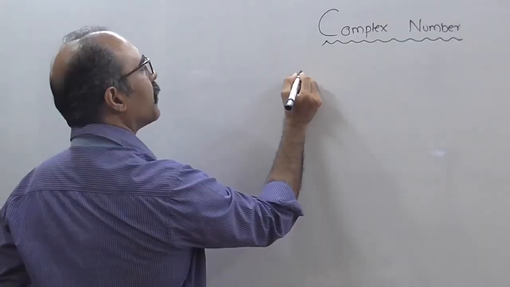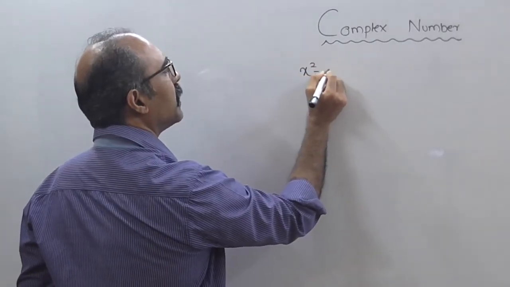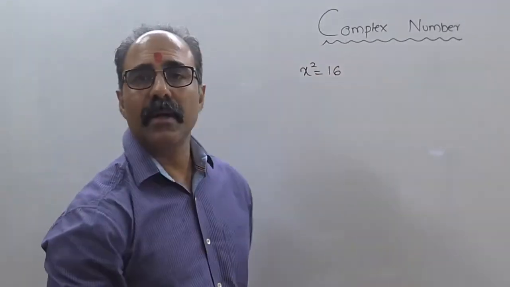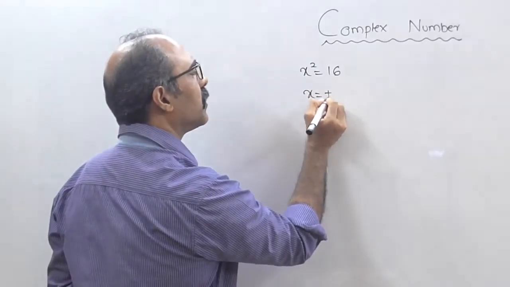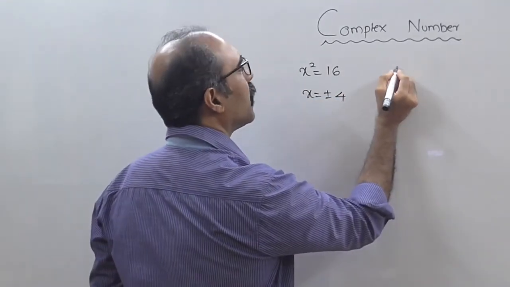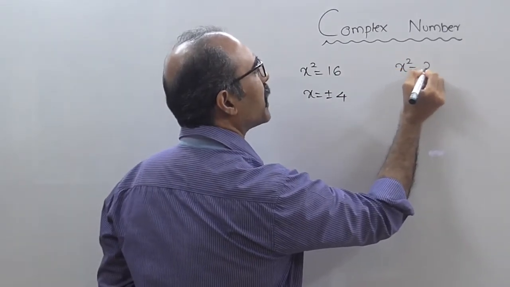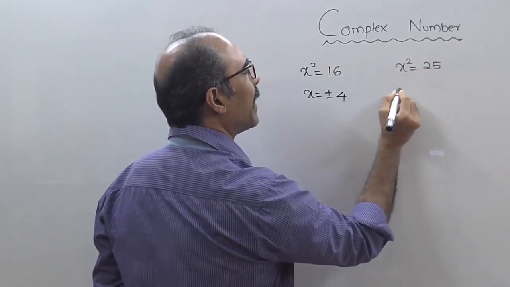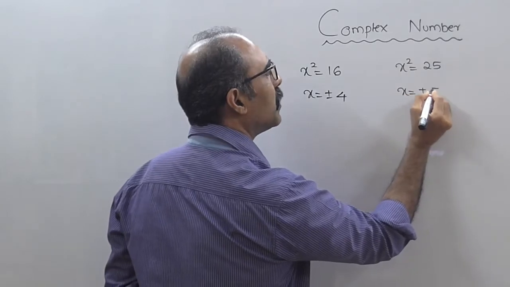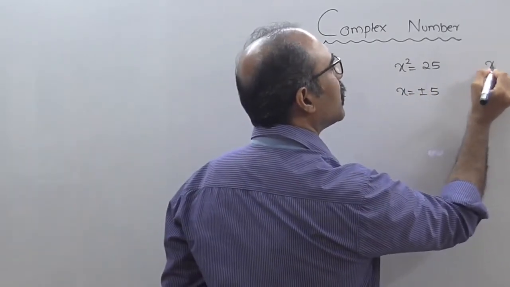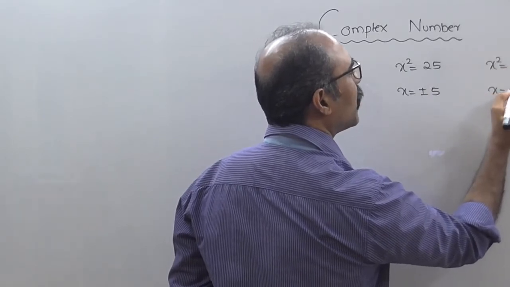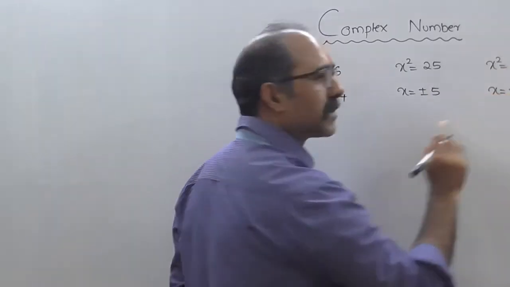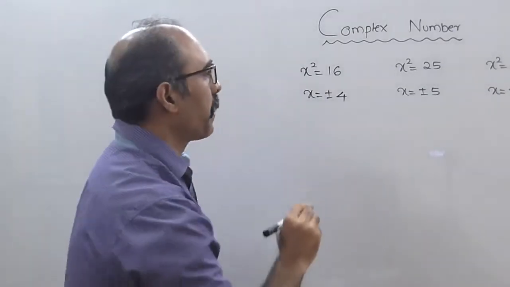Got it? Now if I say that x square equal to 16 and I ask you what are the values of x, I think you will say x is equal to plus or minus 4. Suppose I ask you if x square equal to 25, what is the value of x? You might say x is equal to plus or minus 5. Suppose I ask you if x square equal to 36, what is the value of x? x is equal to plus or minus 6. I hope it is okay for you.